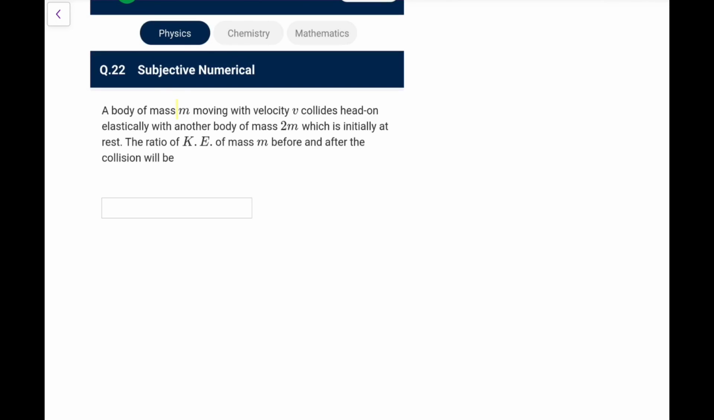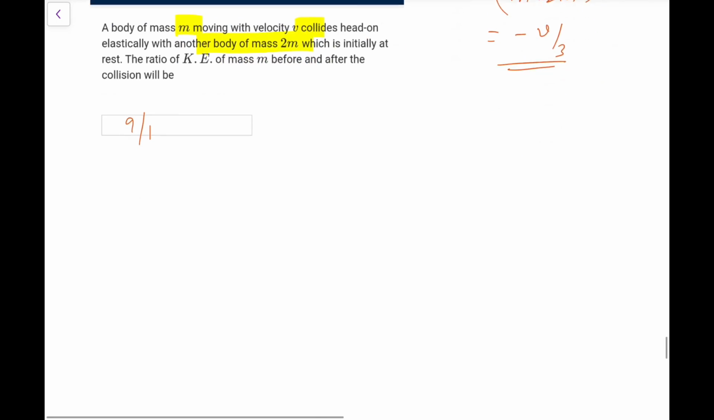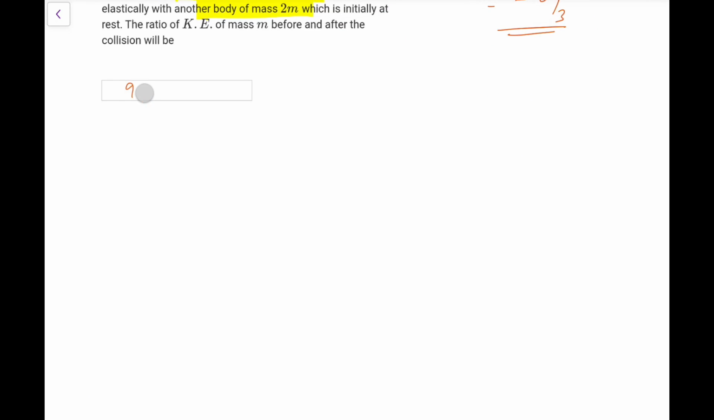Next one. A body of mass m moving with velocity v collides head on elastically with 2m mass which is initially at rest. The ratio of kinetic energy of mass m before and after the collision. Okay, so after the collision, what would be its speed? Directly I can say its speed v1 would be equal to (m1 minus m2) upon (m plus 2m) into initial speed, that was v. So it becomes minus v by 3. Direct formula I have applied. So speed has become 1/3, so kinetic energy will become 1 by 9, or before and after, it would be 9:1. So 9 would be the answer. Now not 9:1, you will substitute only as 9.